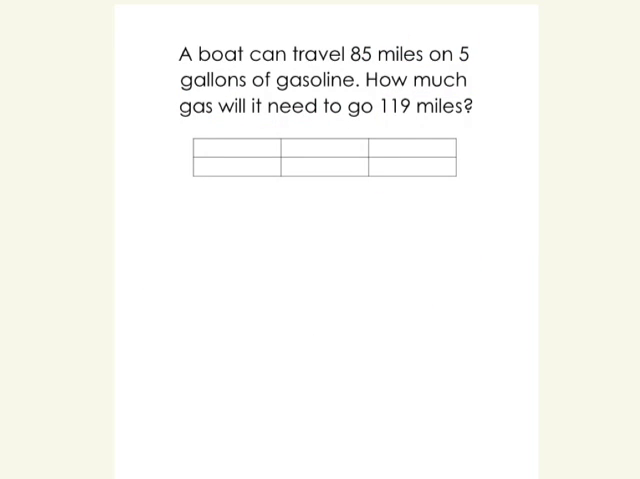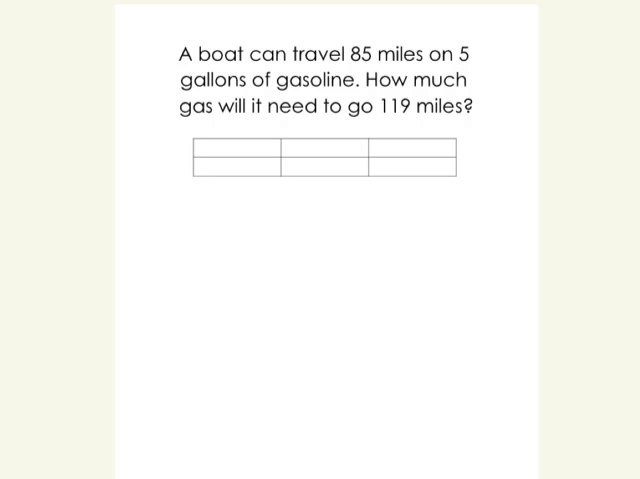Alright, now that we saw the process of filling out a proportion table, let's go through the steps and see how we set it up and solve it, and we'll learn a little shortcut to solving them. So first I read the problem. A boat can travel 85 miles on 5 gallons of gas. How much gas will it need to go 119 miles?